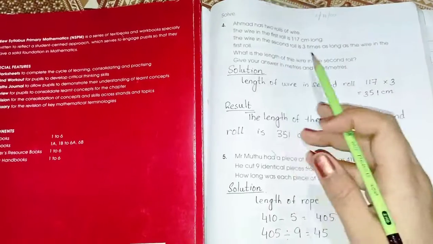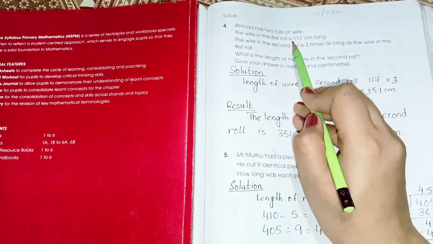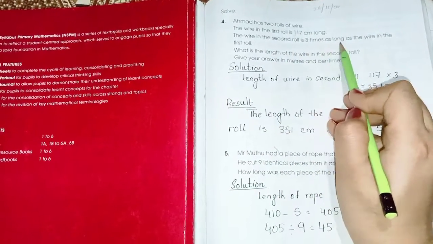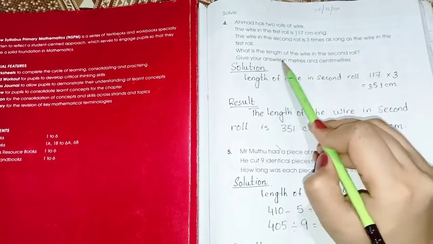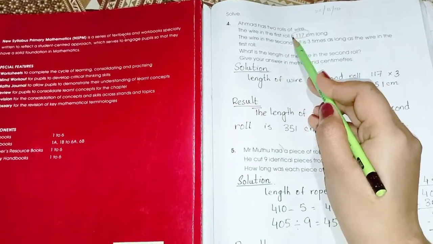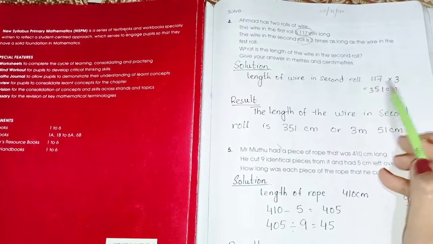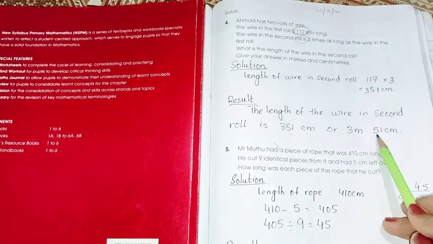Page number 141. Again we have a word problem. Ahmed has 2 rolls of wire. The wire in the first roll is 117 centimeters long and the wire in the second roll is 3 times as long as the wire in the first roll. What is the length of wire in the second roll? Give your answer in meters and centimeters. So simply we are going to multiply the length of the first wire by 3. 117 multiplied by 3 is 351. So the length of wire in the second roll is 351 centimeters or 3 meters 51 centimeters.